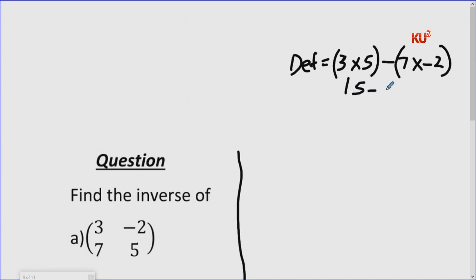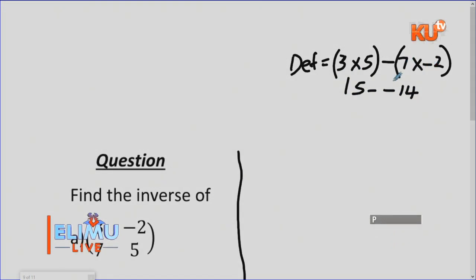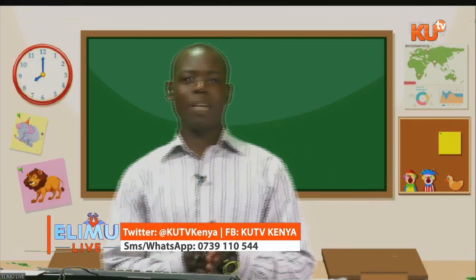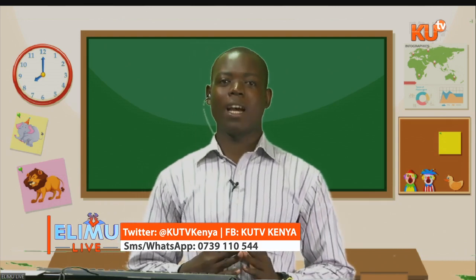15 minus 14. Why minus? If you take 7 times -2 it gives us -14. And so we have 2 minuses after each other. That becomes now a positive. And so the resulting solution here becomes 29. That is the determinant.